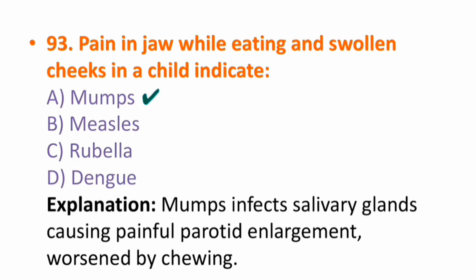Pain in the jaw while eating and swollen cheeks in a child indicates option A, mumps; option B, measles; option C, rubella; option D, dengue. The correct answer is option A, mumps. Mumps infects the salivary glands, causing painful parotid enlargement worsened by chewing.